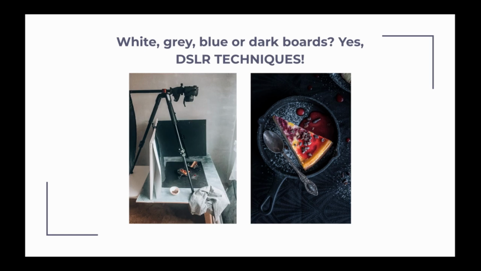So here on this photo, you can see the DSLR techniques that you can implement for smartphone as well. Here I wanted this dark mood. So what I needed to do is just put a few boards next to the food, and this bounces the light back to the main subject, which is the cake and all the styling elements there.